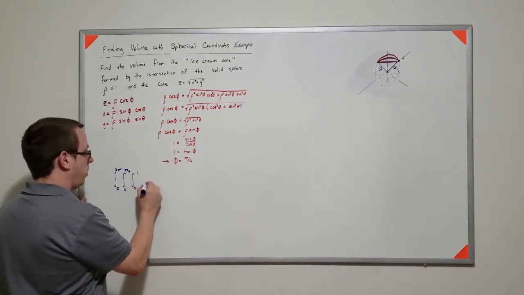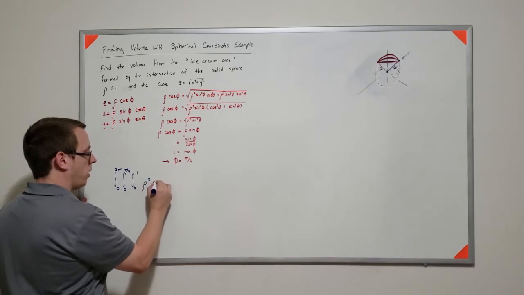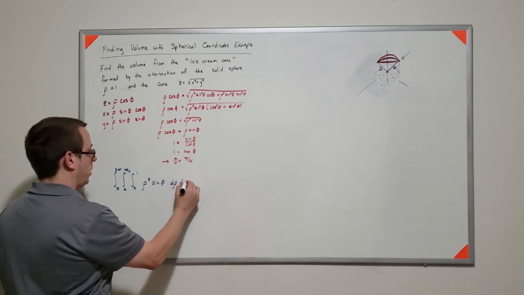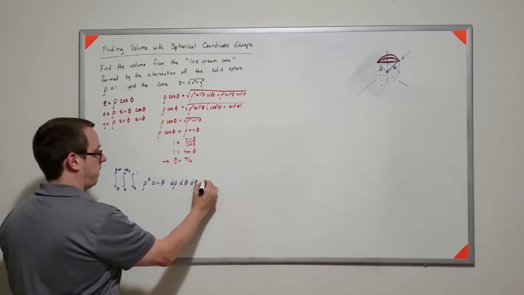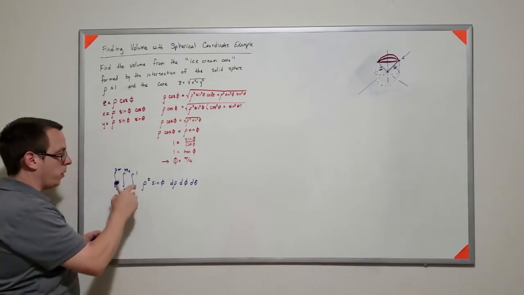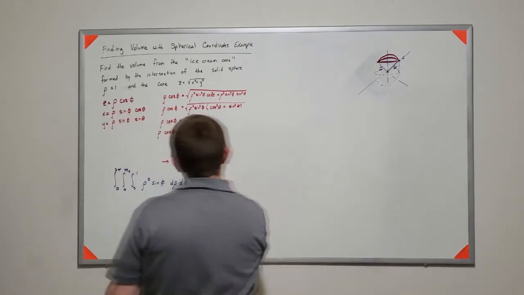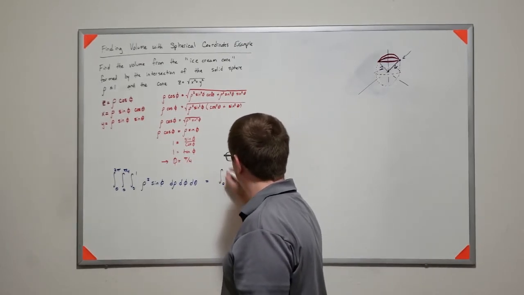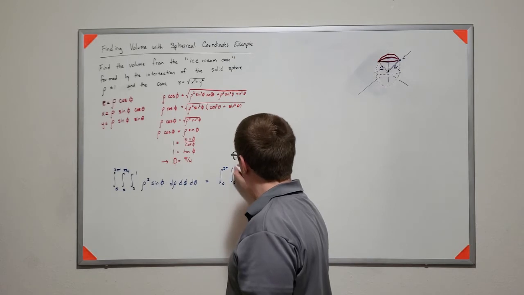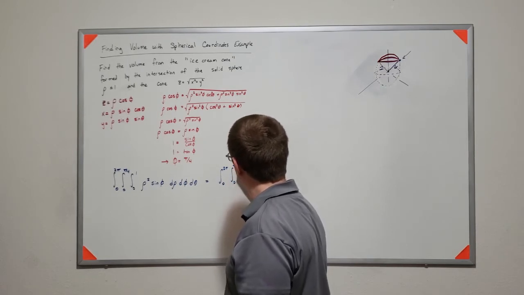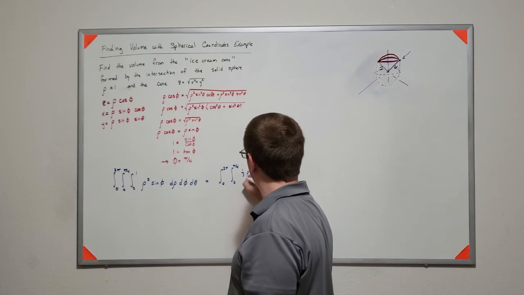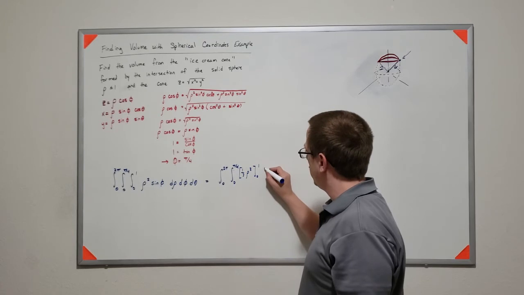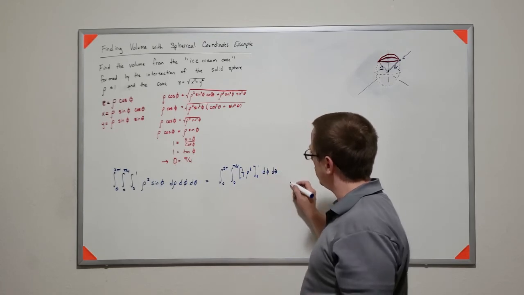So we set that up, and don't forget, we always have a rho squared sine of phi d rho d phi d theta. So then we solve. Okay, well, for this, we say that's 0 to 2 pi, 0 to pi over 4, 1/3 rho cubed from 0 to 1 d phi d theta.